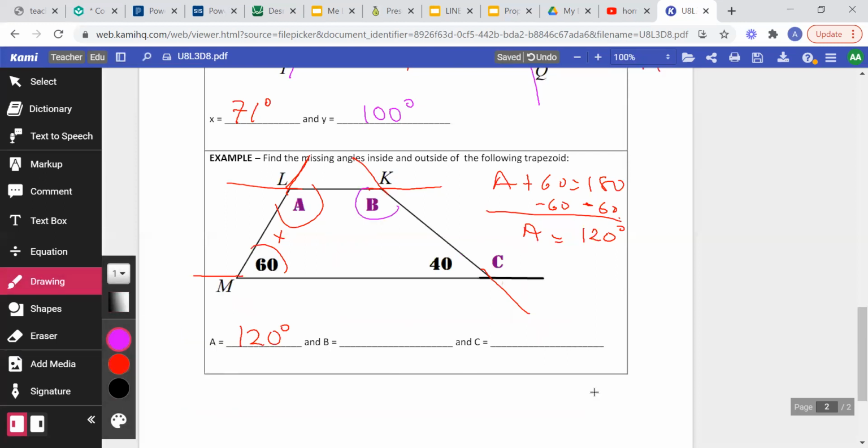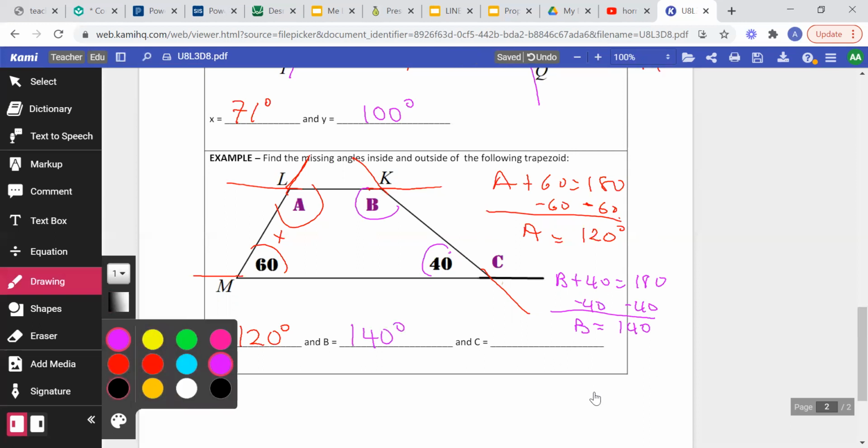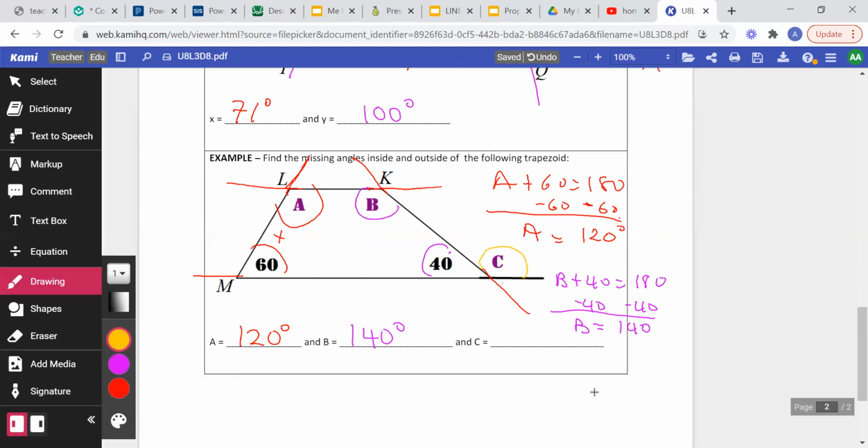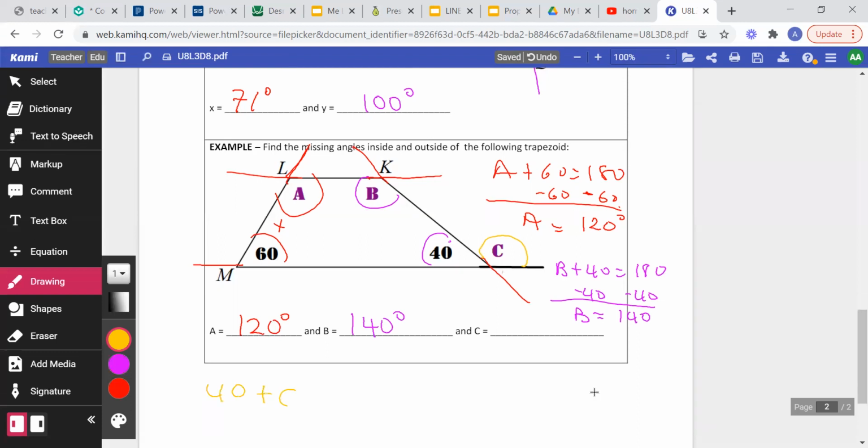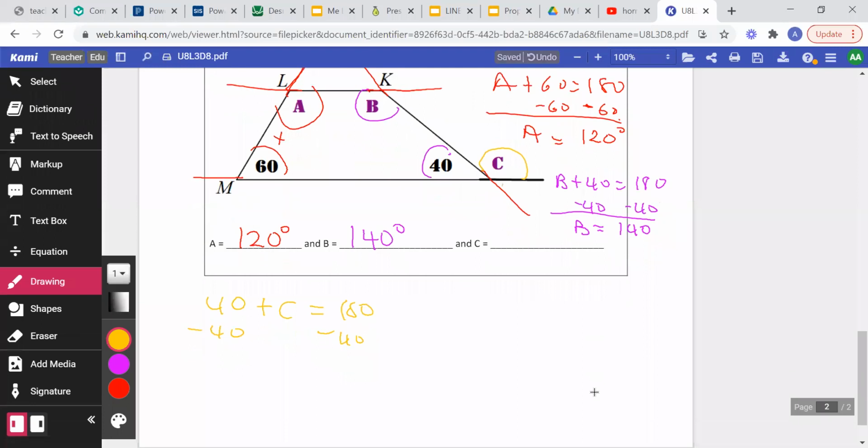And the other way, B and 40 add up to 180. So if I subtract 40 from both sides, B is gonna be 180 minus 40, 140. Is that true? Okay, 140. And then how do I find C? C and 40 form a linear pair. So they are supplementary because C and 40 are on a straight line. So I'm gonna do 40 plus C equals 180. And then if I remove 40 on both sides, C will be 180 minus 40, 140 as well.